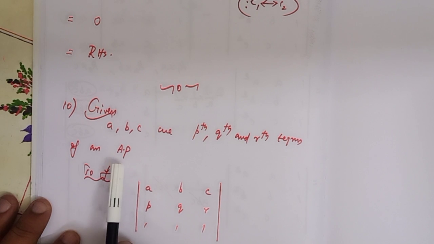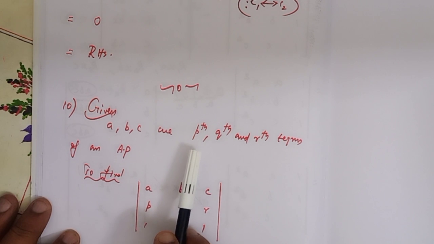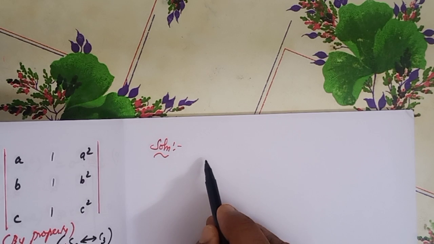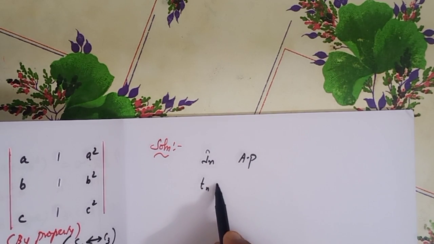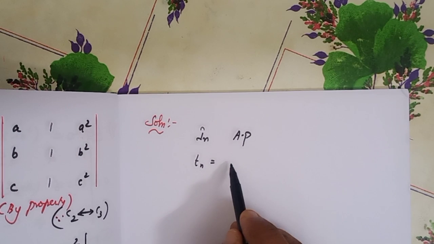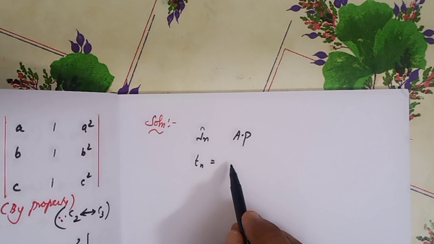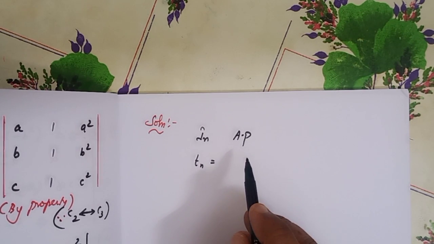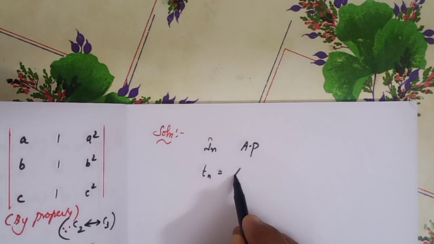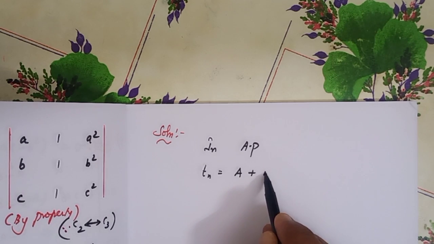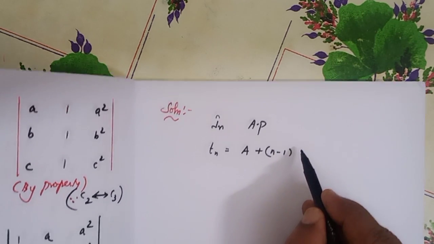AP represents arithmetic progression. We know the formula of the nth term of an AP. The nth term, I consider as Tn, is a plus n minus 1 into d. Here we have small a, b, c in the question itself, so I consider capital A plus n minus 1 into d.